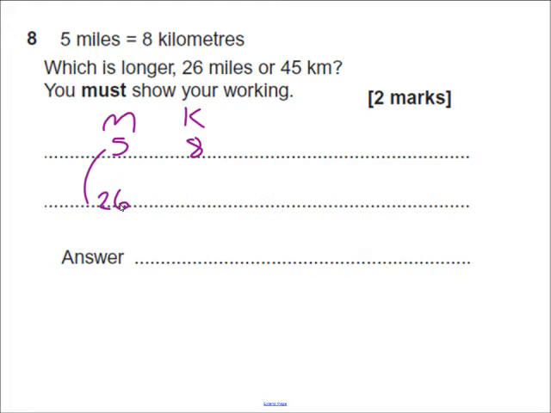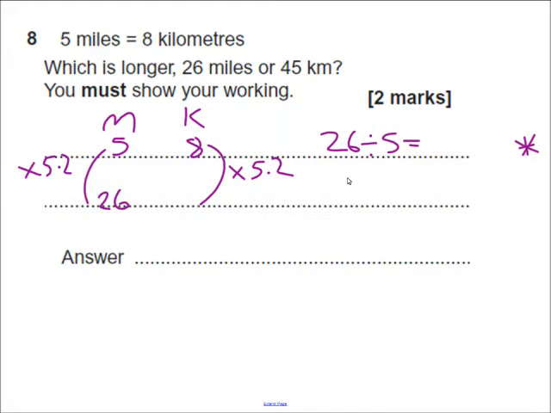So you have to ask yourself, what did I multiply 5 by to get 26? Well, that's a simple calculation. 26 divided by 5 will tell you the factor that 5 has been multiplied by. And the answer is 5.2. So all we need to do is go on the other side and multiply 8 by 5.2, and it will tell us the number of kilometres 26 miles is. Now again, use your calculator for all of these calculations.